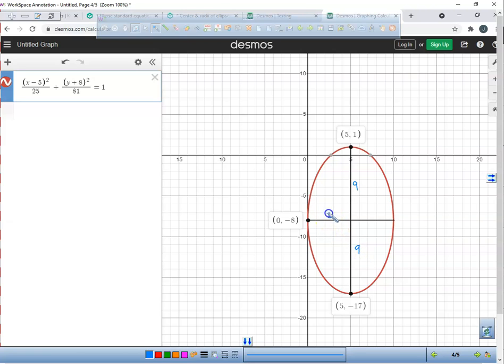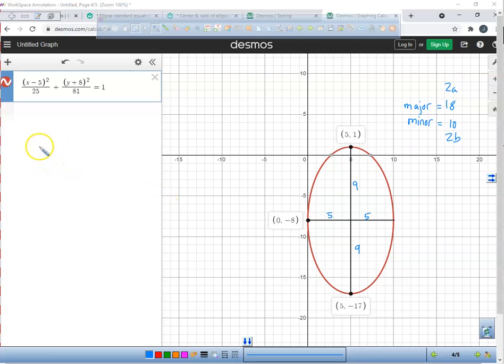This is 5, and that's 5. So what is the length of our major axis? The length of our major axis is 18, but the length of our minor axis is 10. So remember when I said the major axis is always equal to 2a and the minor axis is always equal to 2 times b? That's what I wanted you guys to be able to have in your journal. All right? So right now we have a major axis and we have a minor axis.